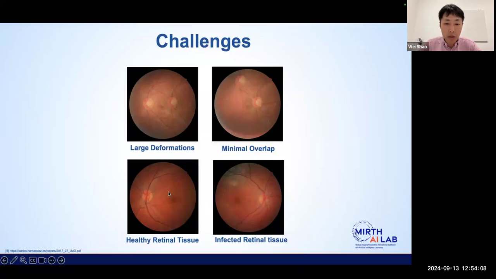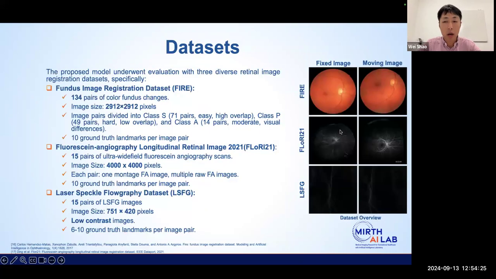Another example is that you may have a healthy retina before, but afterwards you may have some pathology in your retina. The noise added by the pathology also affects the accuracy and the robustness of your model.